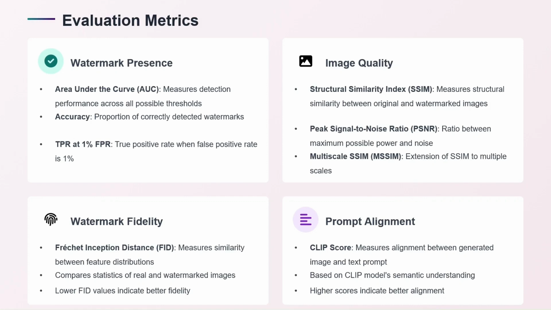We use SSIM, which is the structural similarity index, for computing the image quality to make sure that the image follows the structure of the original image. We use peak signal to noise ratio (PSNR) for the maximum possible power of the signal relative to noise. We use MS-SSIM, which is the extension of SSIM to multiple scales. We use FID for measuring the similarity between feature distributions and comparing statistics of real and watermarked images. Here, lower FID indicates better fidelity. For prompt alignment, to make sure that the generated image aligns with the prompt, we use CLIP score, where a higher score indicates better alignment of the image with the prompt.